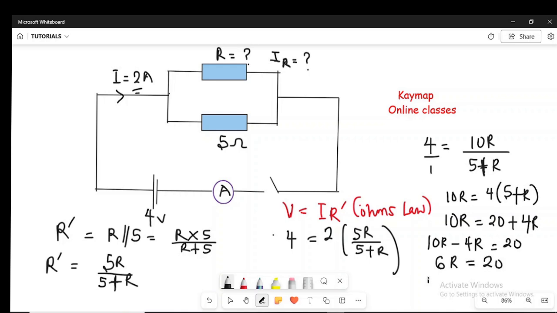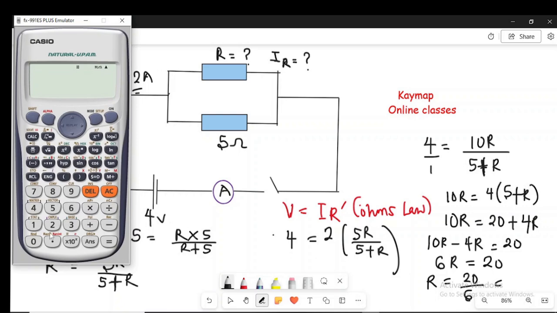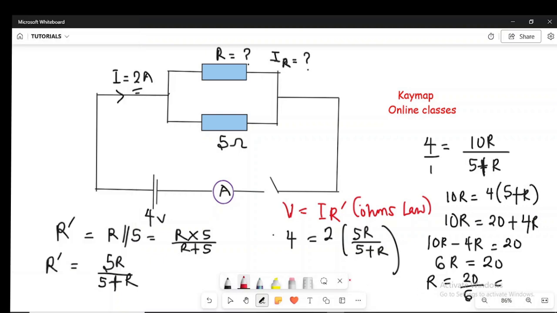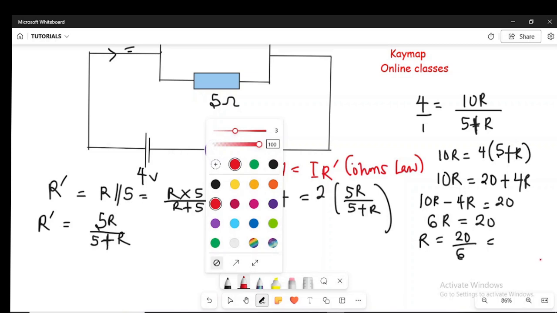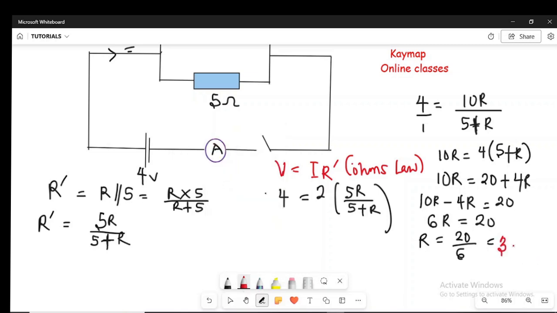Now what's our value of R? R will be equal to 20 divided by 6. So what's 20 divided by 6? 20 divided by 6 will give us 3.33 ohms. Okay, so that means our unknown resistance is 3.3 ohms. Okay, that's the answer to that.